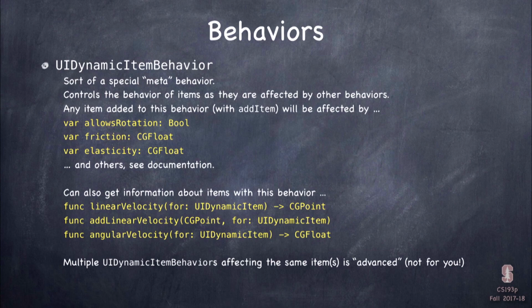This is like a meta behavior. This is a behavior where you specify things like friction and elasticity and whether you allow rotation of the view as it's bouncing off of things. And this affects how all the other behaviors work, right? If you add more friction, then obviously gravity pulls on things, they move slower because they have friction, etc. You can also ask the UI dynamic item behavior about all of its items, things like what's your current velocity? How fast are you moving across the screen? Or even how fast are you spinning if you happen to be spinning? So we almost always have all our items in a UI dynamic item behavior because we want to be able to set these various things about them.